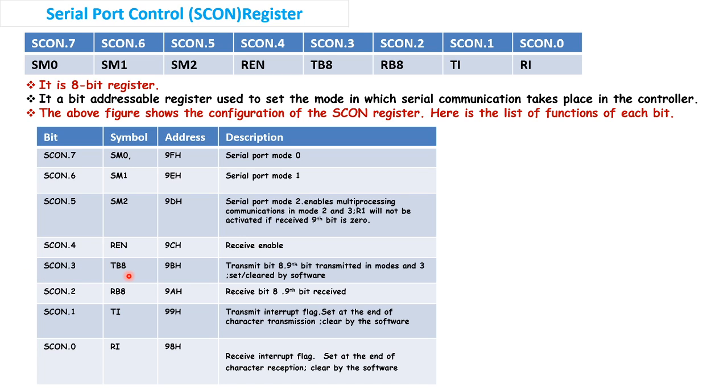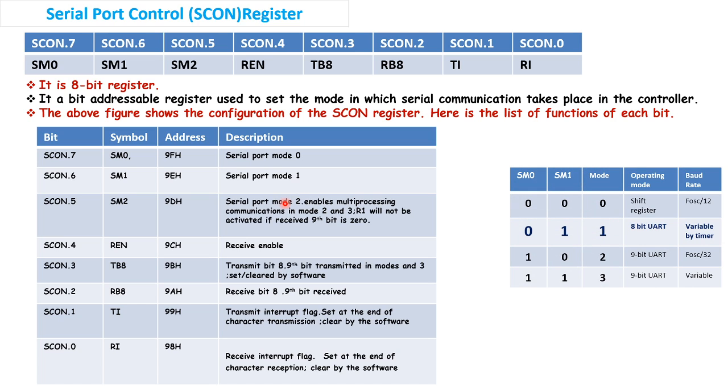SCON.3 is TB8, the transmit bit 8, with the 9th bit as parity. SCON.5 is SM2, serial port mode 2. SCON.6 is SM1, serial port mode 1. SCON.7 is SM0, serial port mode 0.